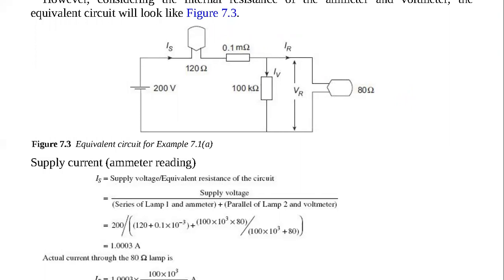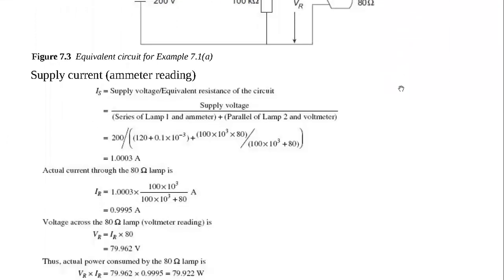Once we have the current through the 80 ohm lamp, we can also get the value of the voltage through the 80 ohm lamp. And that will be very simple because we know voltage is equal to the product of the current times the resistance. We have seen the value of that current is 0.9995, and then times the value of the resistance there, which is 80. So that will be 80 times 0.9995, and you get it to be 79.96 volts.